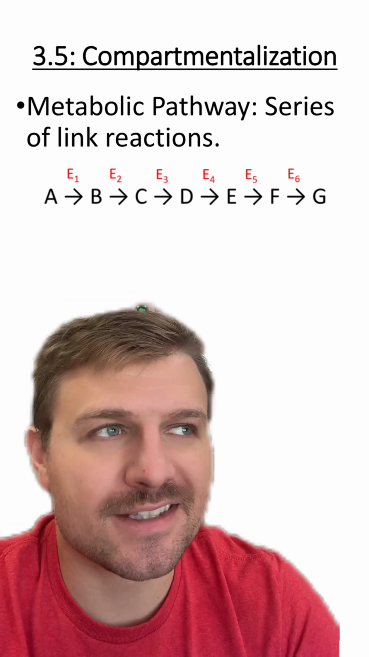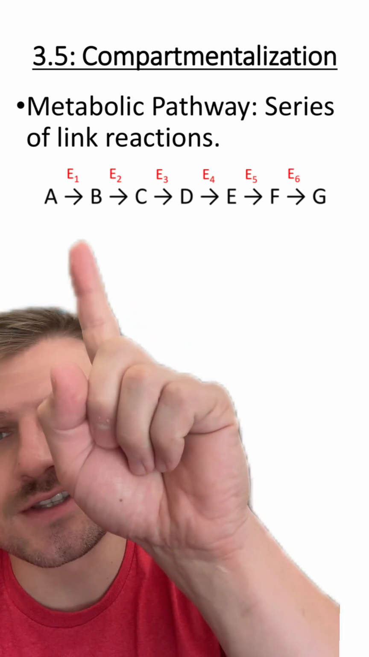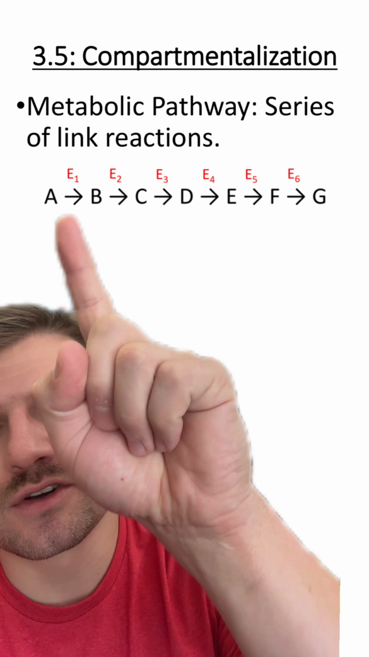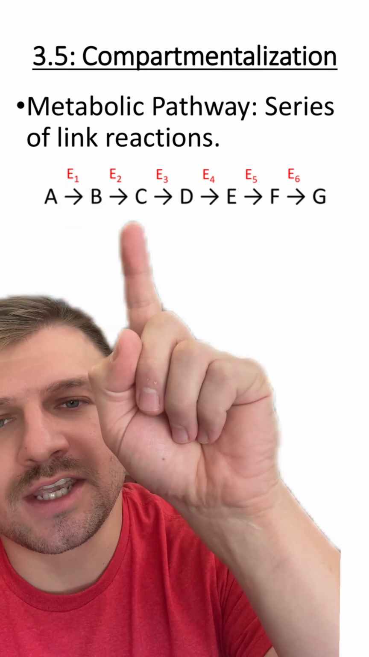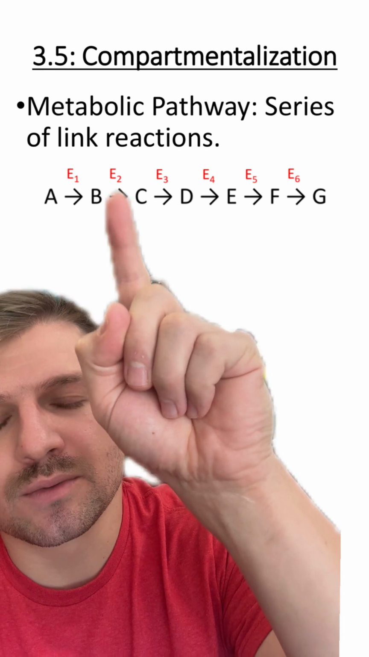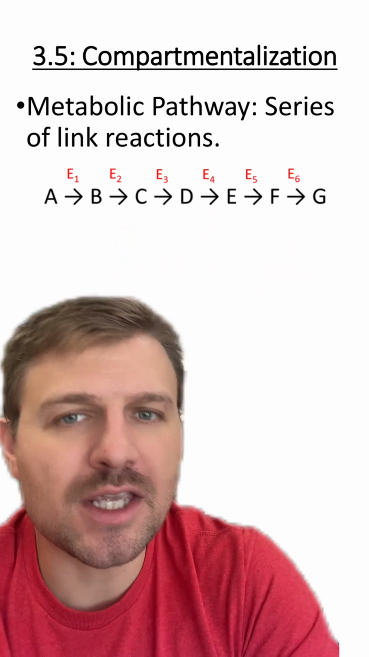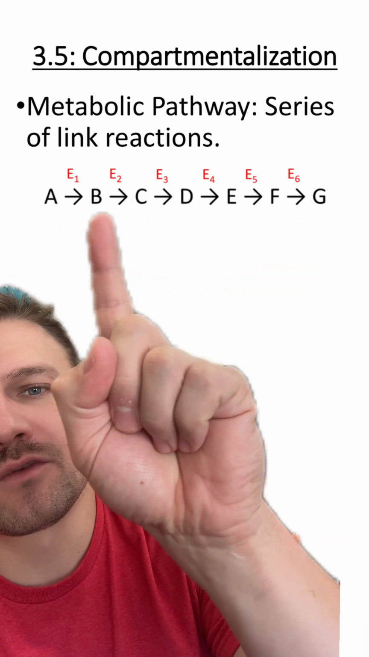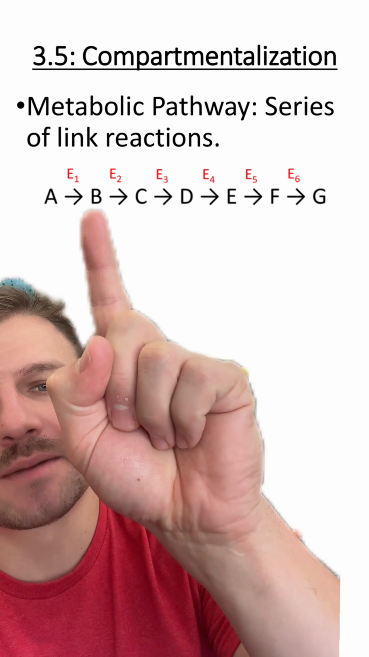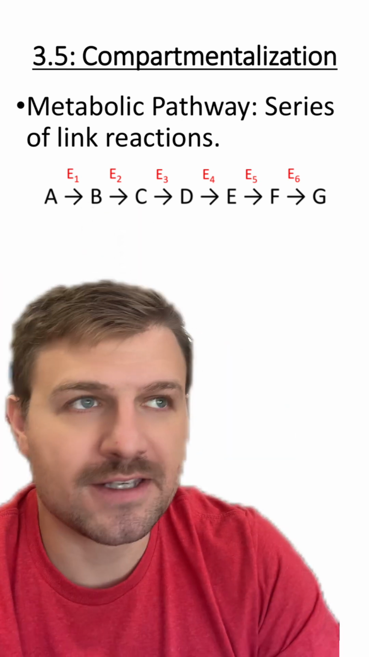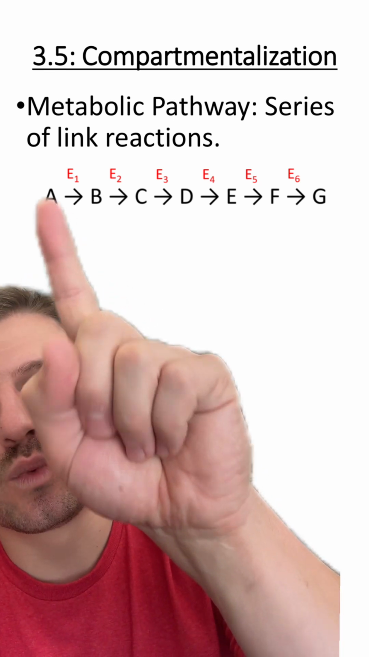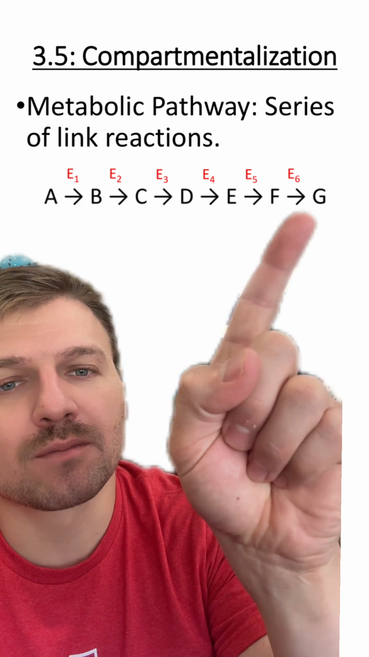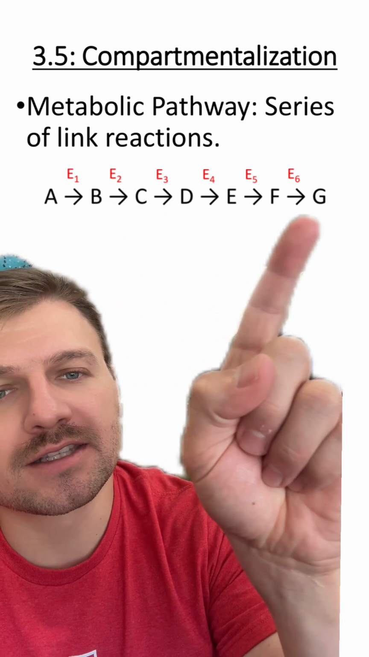This is basically a series of linked reactions. As you can see in our diagram here, A is going to be changed into B by enzyme 1. B is then going to be changed into C by enzyme 2, and so on and so forth. But basically what we're seeing here is the product of one reaction is going to become the substrate of the next reaction. This is a pathway where several enzymes are going to work together to change one molecule into a different molecule with a lot of intermediate steps.